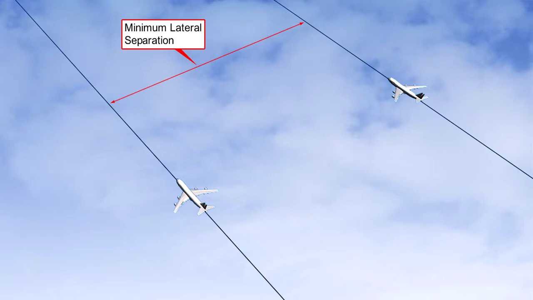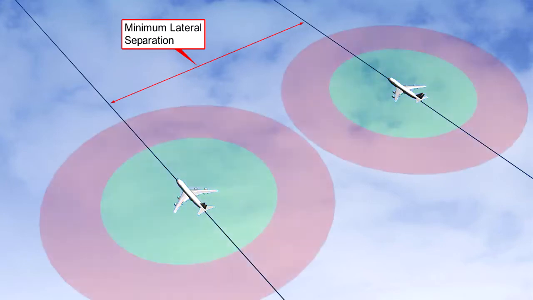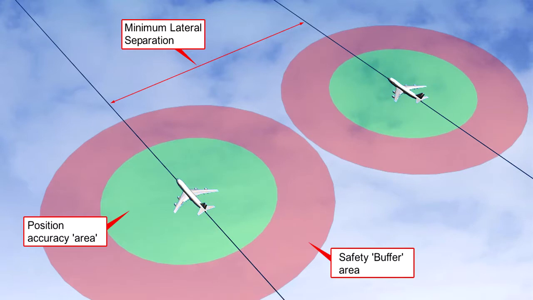Lateral separation shall be applied so that the distance between those portions of the intended routes for which the aircraft are to be laterally separated is never less than an established distance that will account for navigational differences and a buffer zone. The buffer zone is determined by the authority and is applied to all methods of separation.